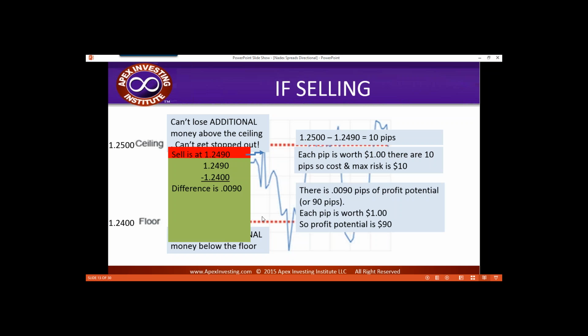Now, going down to the floor of the spread at 2400, I sold at 2490. I can potentially profit all the way down to the floor of the spread, which is 90 pips. So there's 90 pips of potential profit, each pip being worth $1. So potential profit is $90.